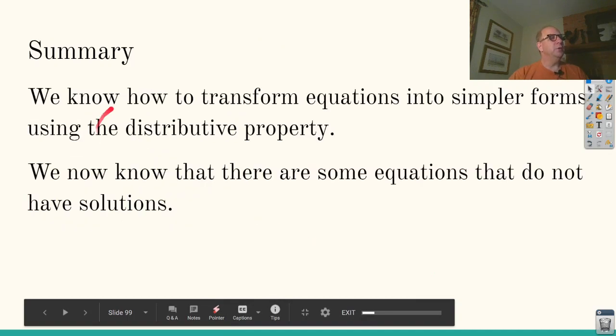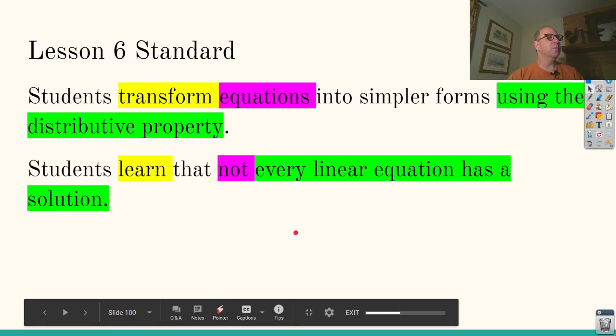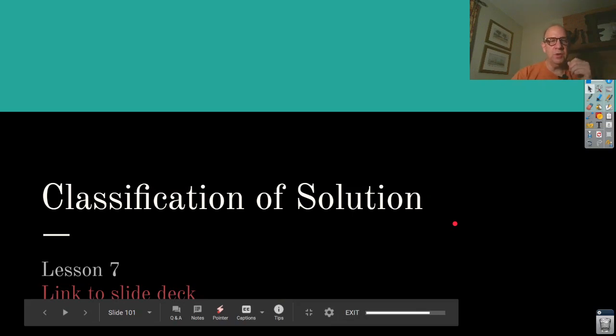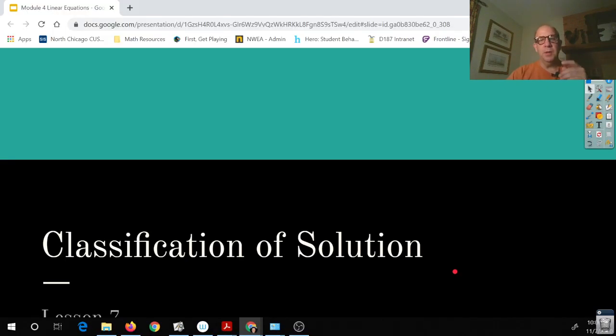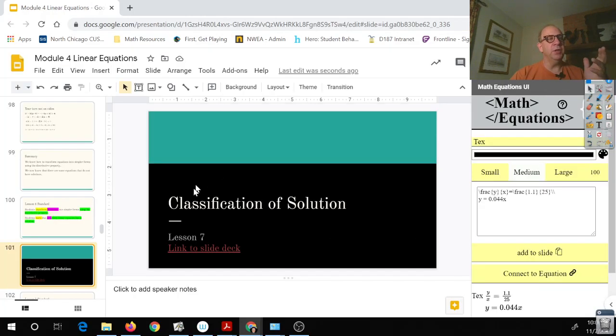All right, so we know how to transform equations into simpler forms using the distributive property. We know that there are some equations that do not have solutions, and students learn that not every linear equation has a solution. So I'm going to ask you some questions on that, but if you're watching live, I'm going to solve some of those equations that I did not solve before and leave them in here for people to check.